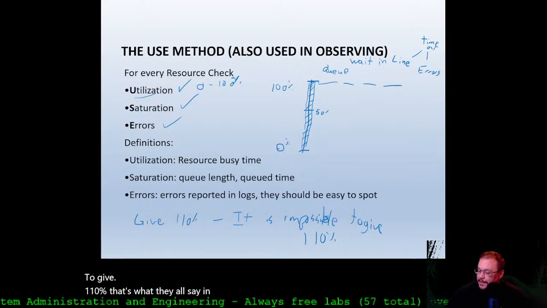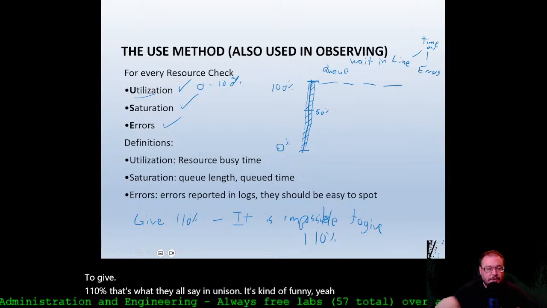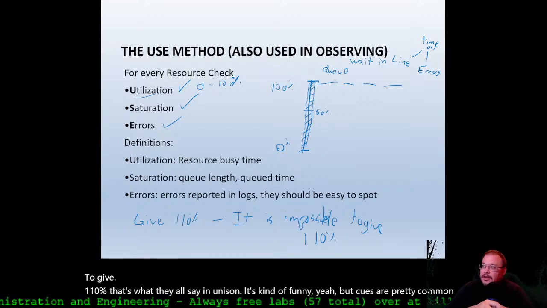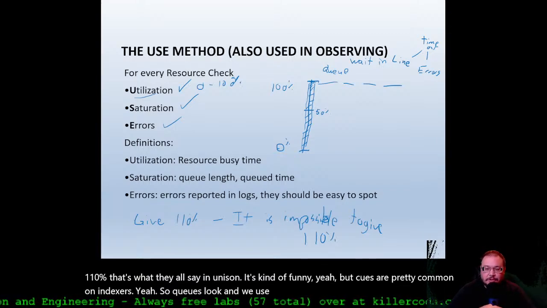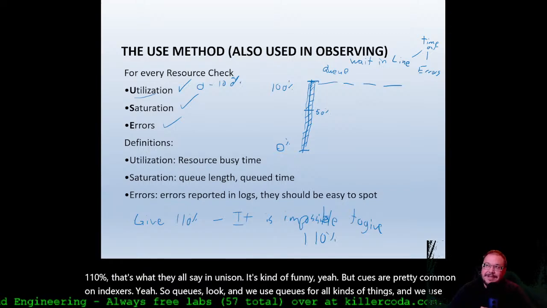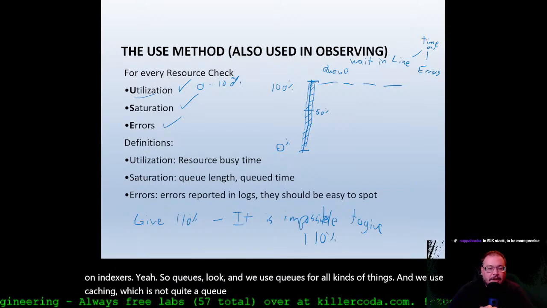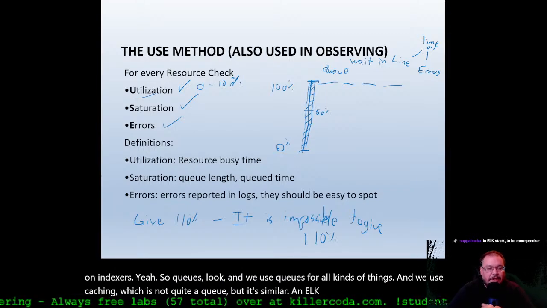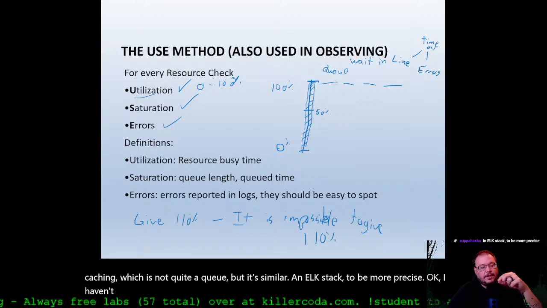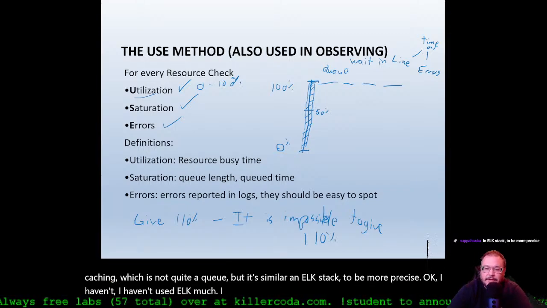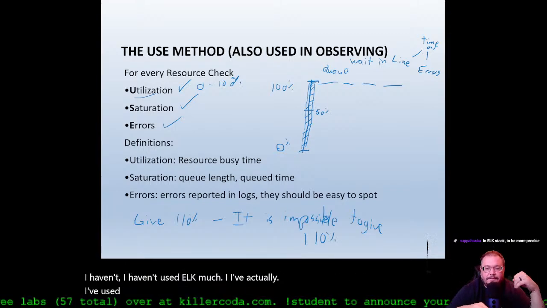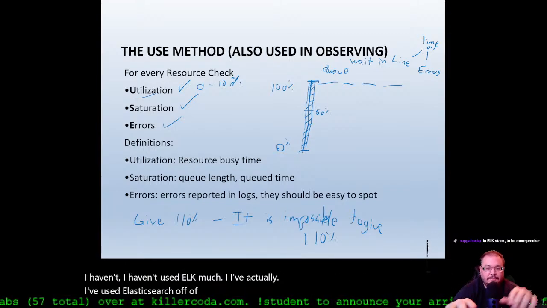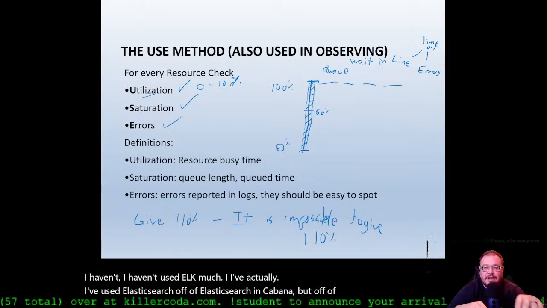It's kind of funny. Yeah, but queues are pretty common on indexers. So queues, look, we use queues for all kinds of things, and we use caching, which is not quite a queue, but it's similar. In Elk Stack to be more precise. Okay, I haven't used Elk much. I've used Elasticsearch and Kibana, but off of Kafka.